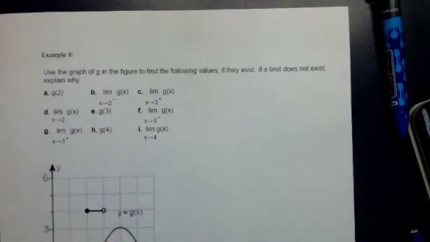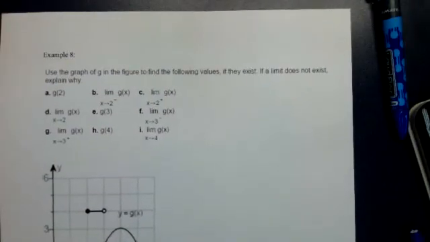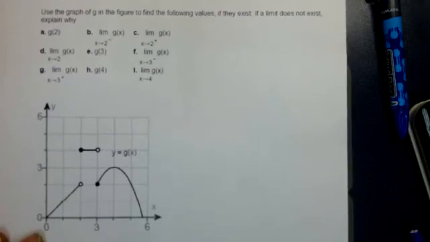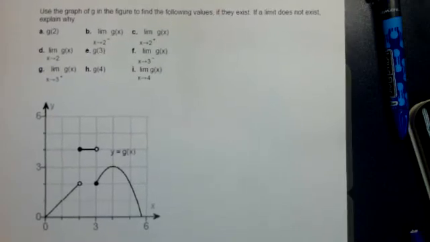Okay, and here's example 8. Say we want to use a graph of g of x in the figure to find the following values if they exist. If a limit does not exist, explain why. All right, let's start off with part A, g of 2.